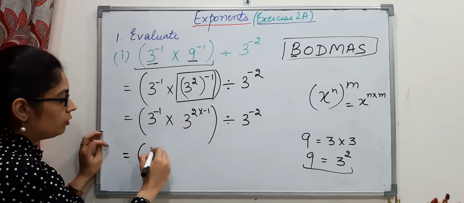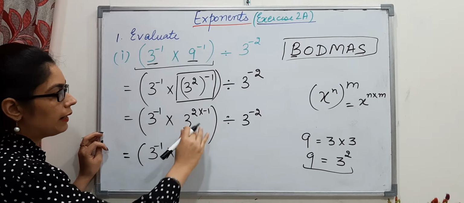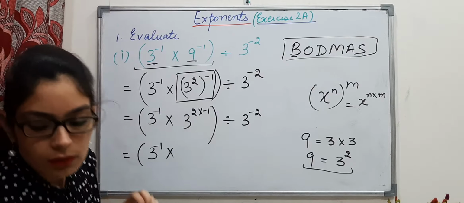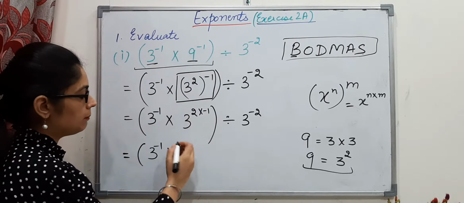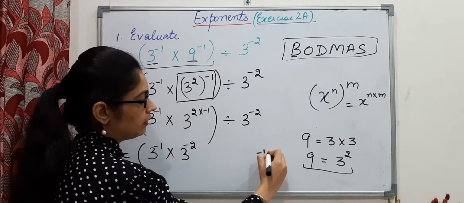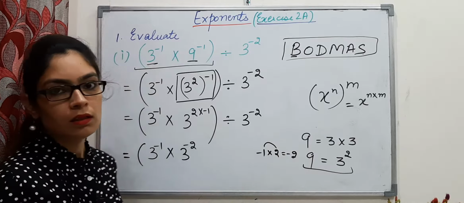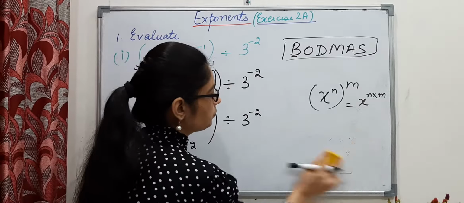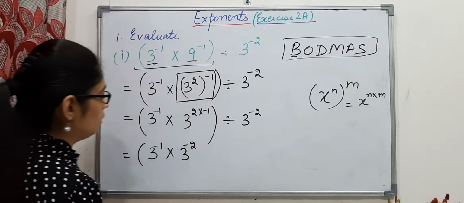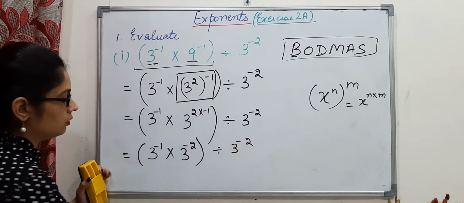Now 3 to the power minus 1 as it is, we will write times 3 to the power 2 into minus 1. 2 into minus 1 when we multiply becomes minus 2. See, minus 1 into 2, 1 into 2 is 2, and this minus sign stays as it is. So minus 2, divided by 3 to the power minus 2.